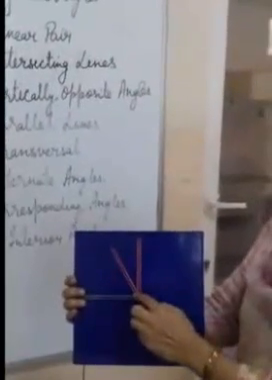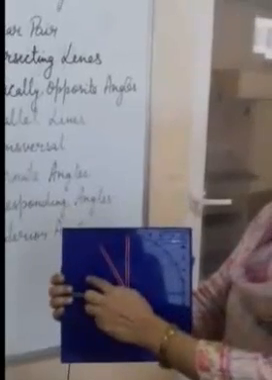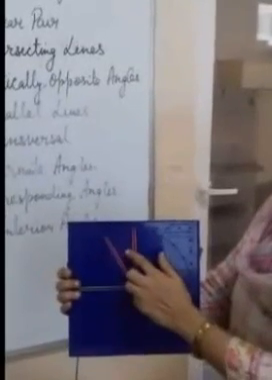You can see here one of the angles is 20 degrees and the other will be 70 degrees. How? 90 minus 20 is 70 degrees. It means the complement of 20 degrees will be 70 degrees. How can we find it? By subtracting 20 degrees from 90 degrees.